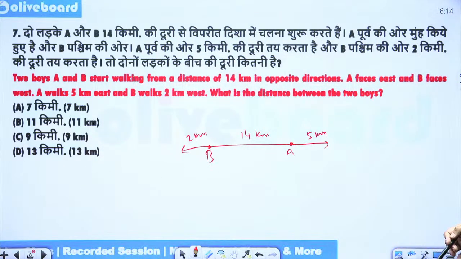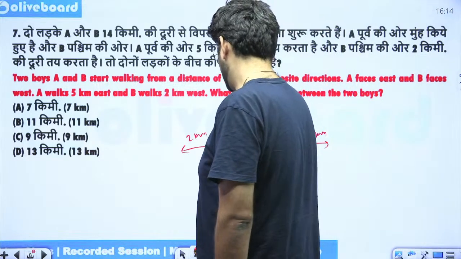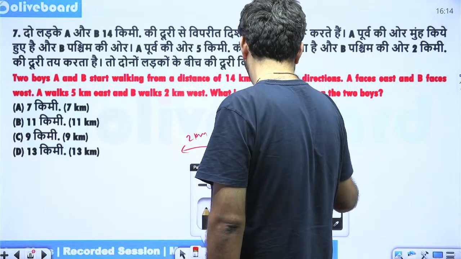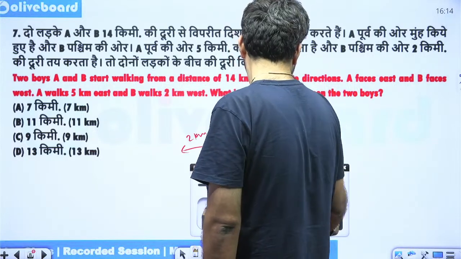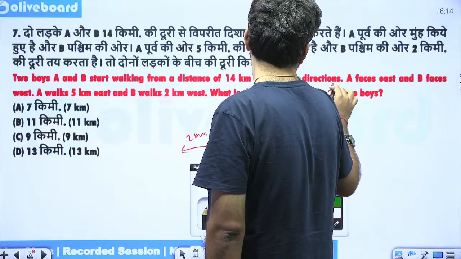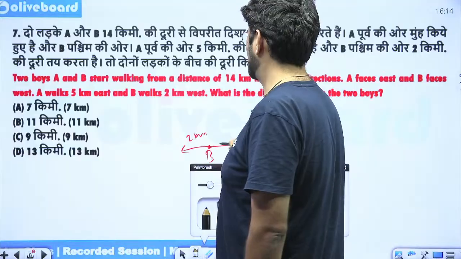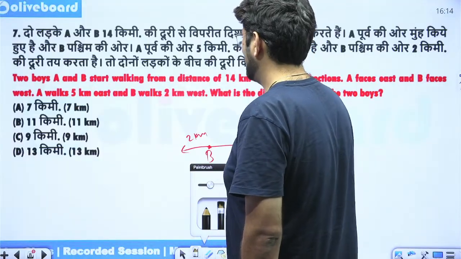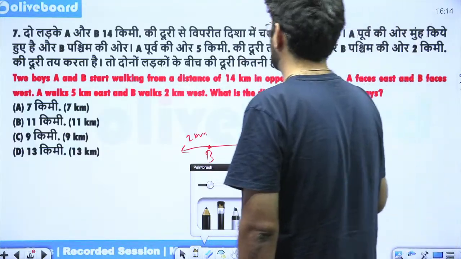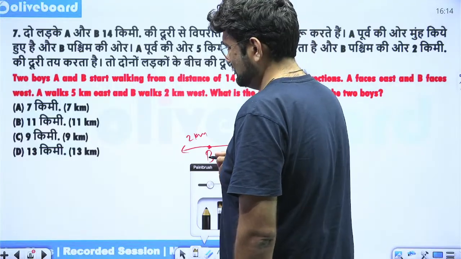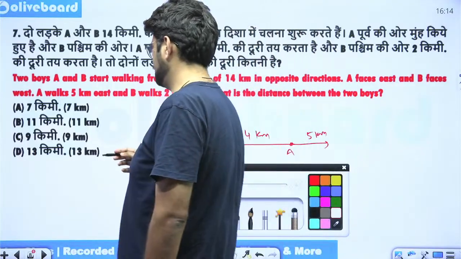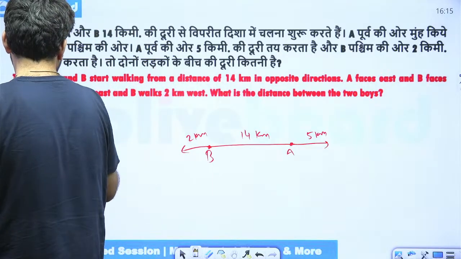A faces east and B faces west. A walks 5 kilometers east and B walks 2 kilometers west. Okay, I think they meant this, but let's not. So distance between the two boys, if they were already at 14 kilometers distance, so it has to be 14 plus 7, 21 only, no? Yeah. So let's change the option only, that's better.